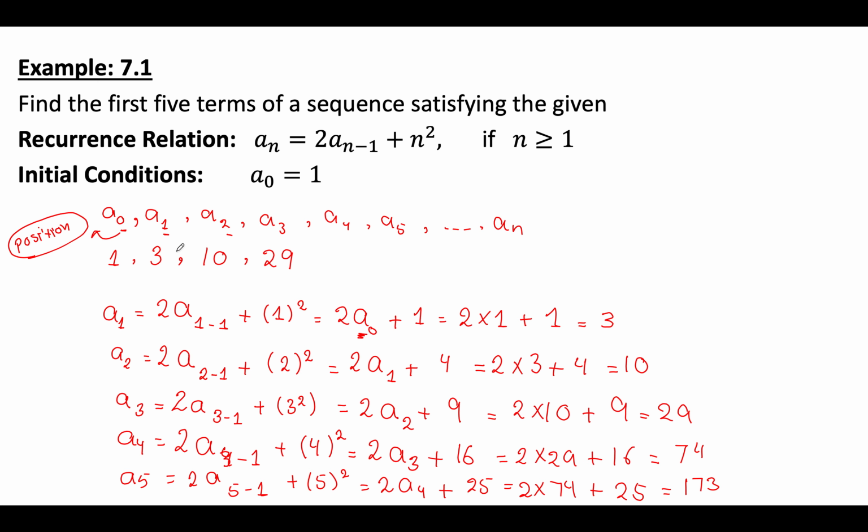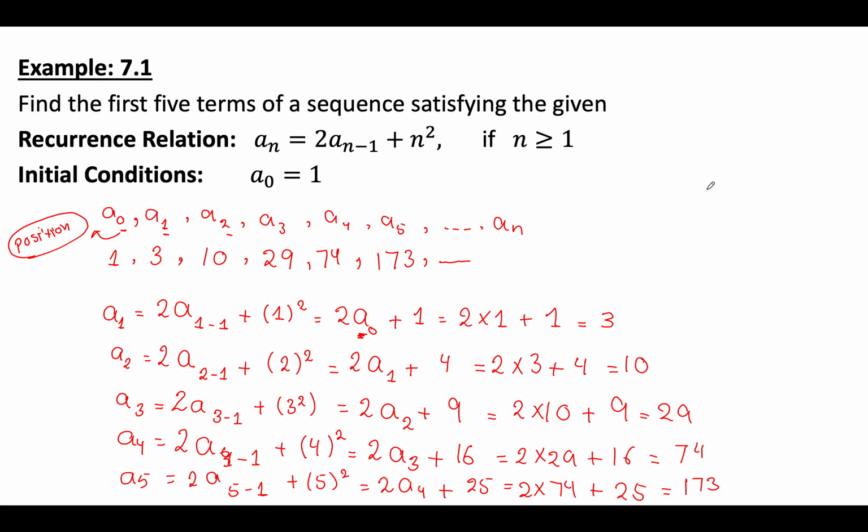So 1, 3, 10, 29, 74, and 173. So here, from the recurrence relation and the initial condition, we got the sequence.